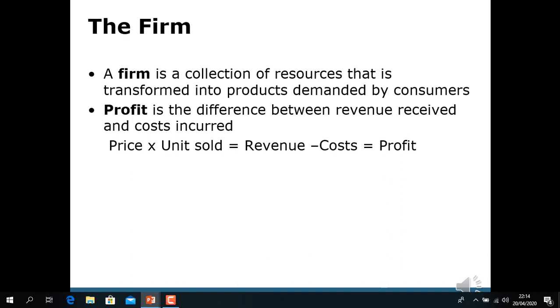Okay, here we talk about the firm first. What is a firm itself? Before we talk about the firm, of course we will talk about the company. A company is defined as a place where a set of resources are converted into products demanded by consumers.